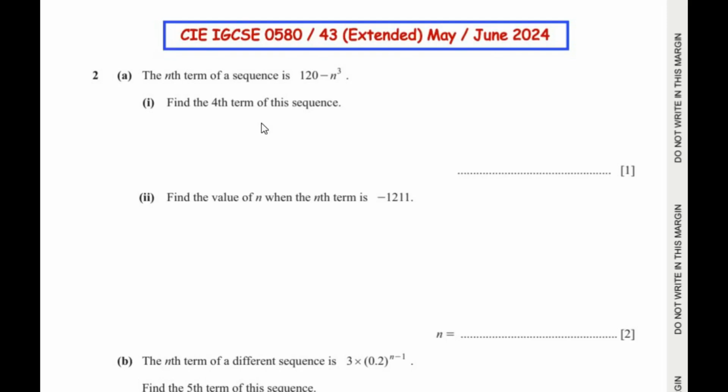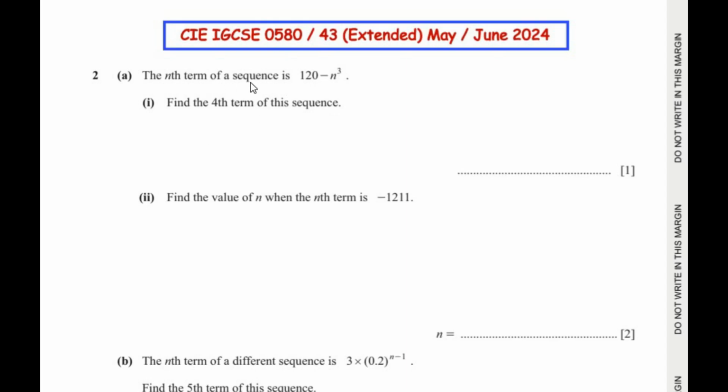In this video we are going to solve the second question from CIE IGCSE 058043 extended paper from May-June 2024. Now this question is from the sequences topic. The nth term of a sequence is 120 minus n to the power of 3. Find the fourth term of this sequence.